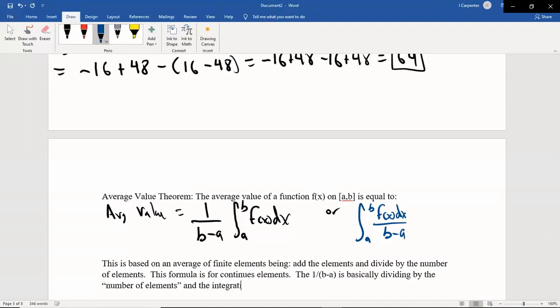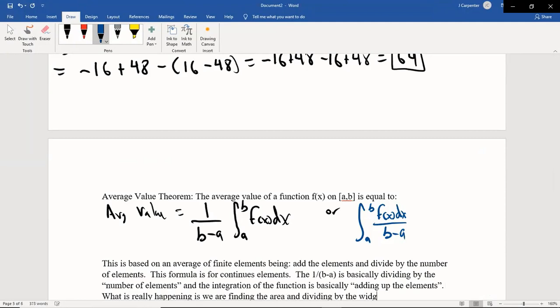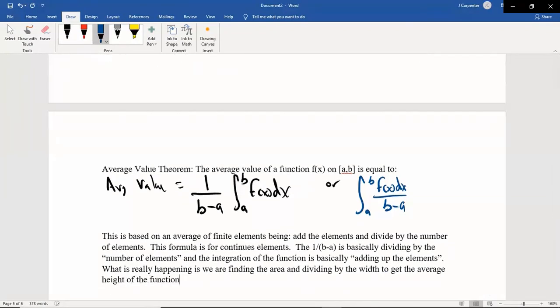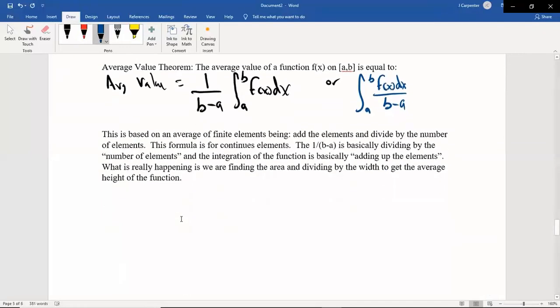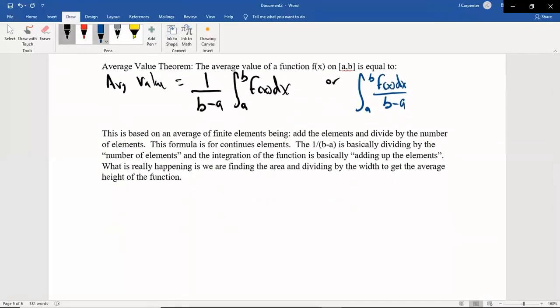And the integration of the function is basically adding up the elements. What is really happening is we're finding the area and dividing by the width to get the average height. That's what's really happening.